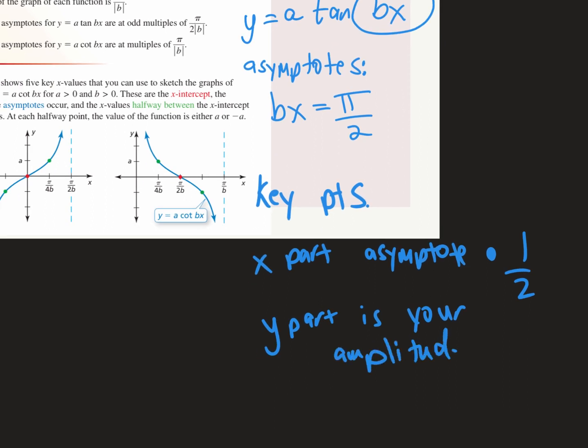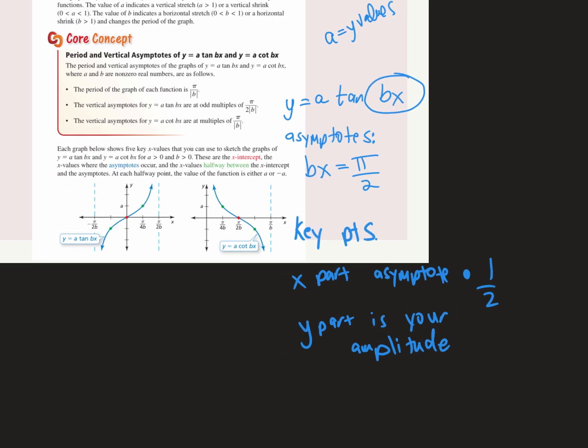Now I know you guys are like, what is she talking about? As soon as I do one of these, you're going to be like, oh, okay, it's easy. You have to find asymptotes and some key points. And once you do that, then you'll be able to make your graph. So let's go through a couple of little examples here.